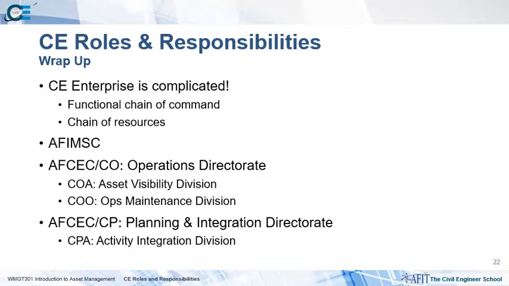Here are the big rocks for today's lesson on CE roles and responsibilities. The first thing to remember is that our enterprise is complicated. Not only do we have a chain of command, we also have a functional chain. We also have a chain of resources too. It's important to remember that that chain of resources flows through the Air Force Installation and Mission Support Center, which provides installation and mission support resources through the PPBE process and analytical support. We also talked about AFCEC, particularly the Operations Directorate and the Planning and Integration Directorate. These folks are the major business owners for asset management processes in the Air Force.